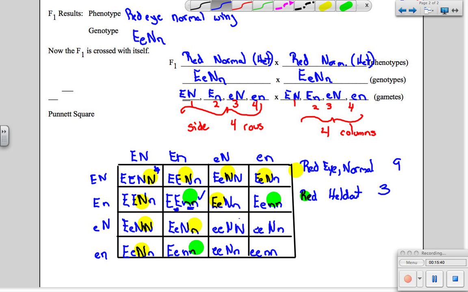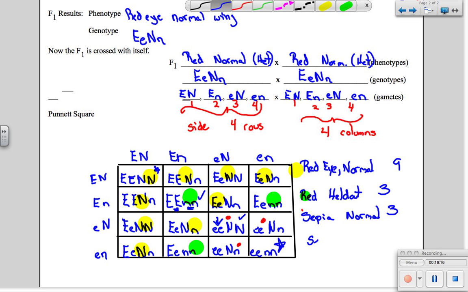Let's consider the next one. This here has sepia colored eyes because they have the double recessive and normal wings. So I want to figure out how many sepia normal winged flies I have. I'm going to give each of these just a little red dot. Okay, sepia held out, sepia normal, and sepia normal. So I have 3 offspring that have that sepia normal phenotype.